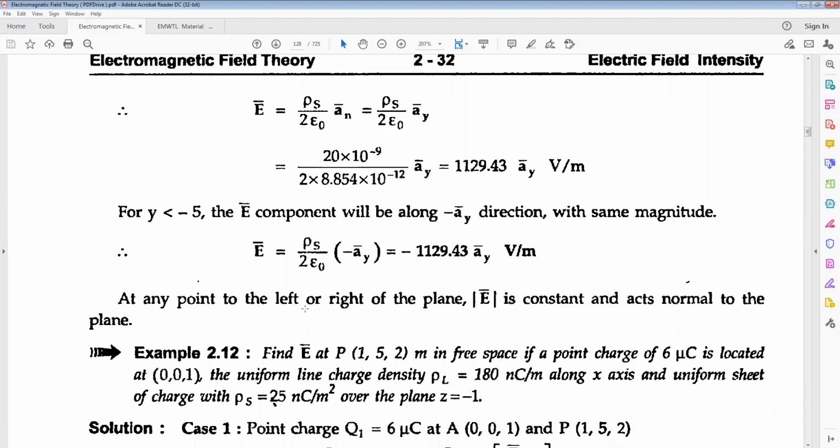At any point to the left or the right of the plane, the magnitude of E bar is constant and acts normal to the plane. That is, taking the magnitude for both conditions, the electric field intensity for the given rho s of 20 nanocoulomb per meter square is 1129.43. Go ahead, my students.